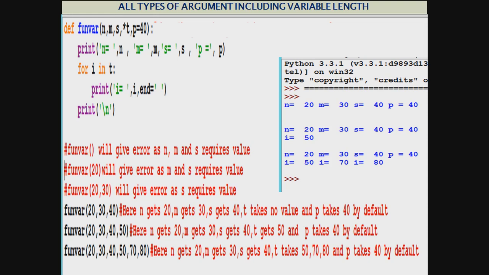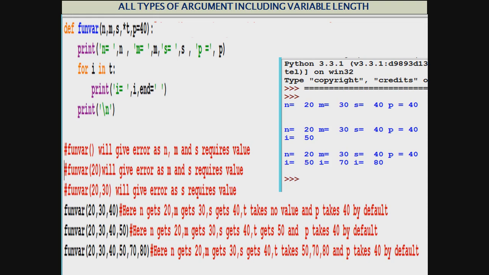Now when 20, 30, 40, 50 are given, then what do we see? Funvar gives n 20, m takes 30, s takes 40, t takes 50 and p works with 40. Understood, students? Then funvar 20, 30, 40, 50, 70, 80. What do we see? n takes 20, m takes 30, s takes 40, t takes all three, 50, 70, 80, and p works with 40.